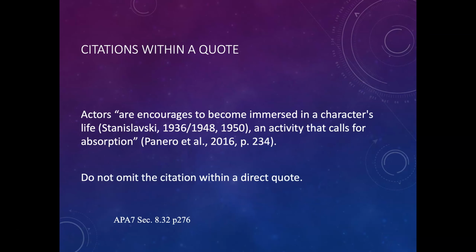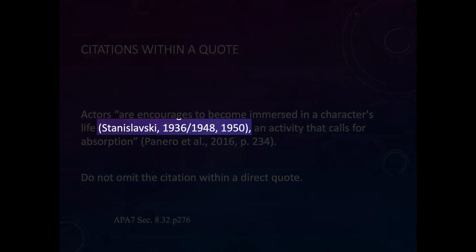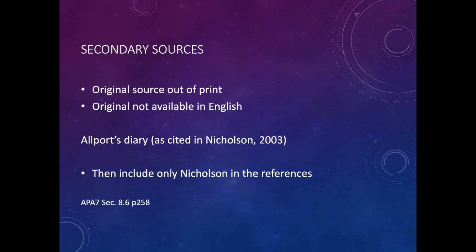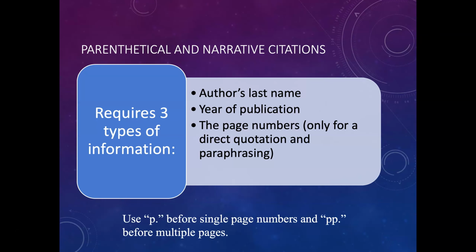If you're including a citation with a quote that includes a parenthetical citation, do not omit that original parenthetical citation, and include it within your quote. If you have a secondary source, such as Alcott's diary, as cited in Nicholson, you would follow this format and then include Nicholson in your references. Parenthetical and narrative citations are used in your document. You wouldn't have a parenthetical citation without including it in your references, and vice versa.